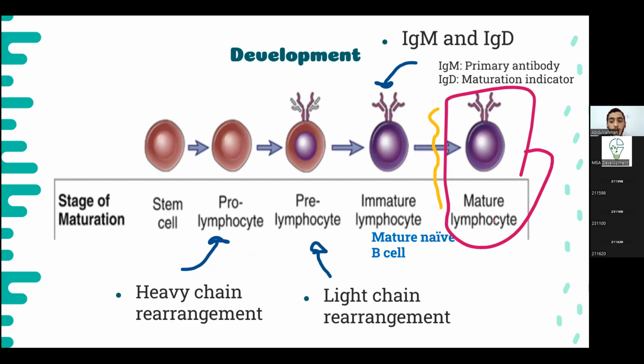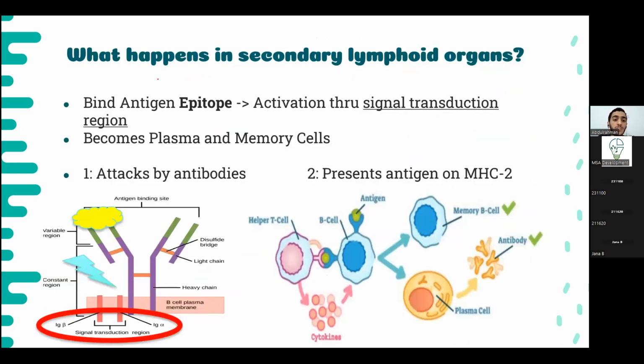And now we're going to go to the action of B cells. Is it clear, guys? All right. Now, B cells. What's happened? We got the IgM, we have the IgD. Now it's all mature, it's all ready. It could leave the bone marrow and go to the secondary lymphoid organs. What happens in the secondary lymphoid organs?